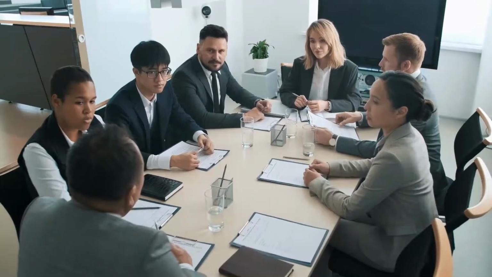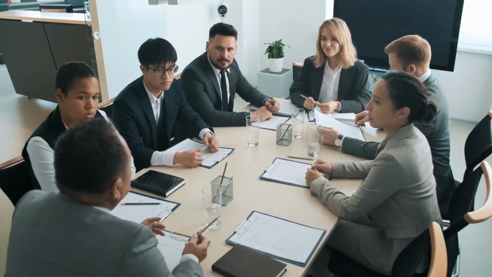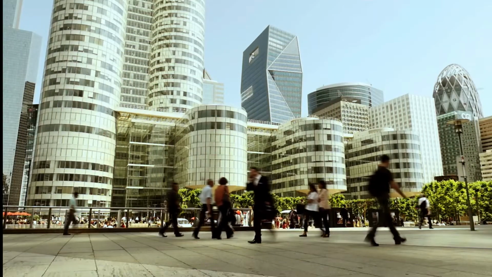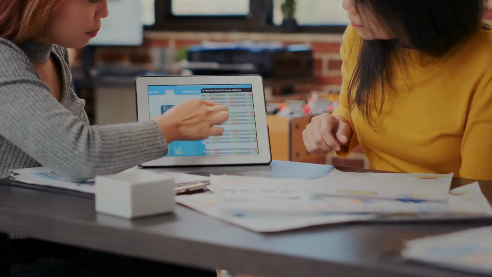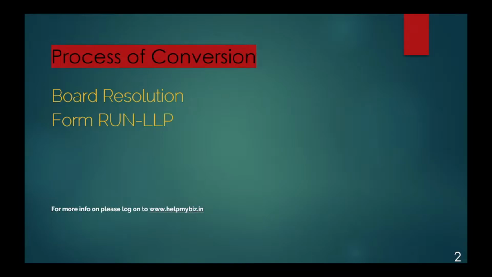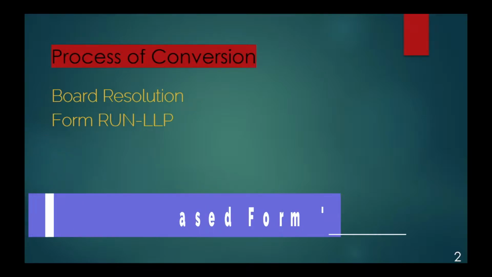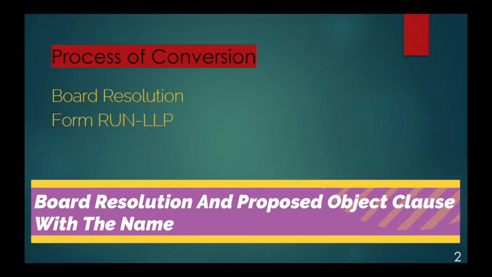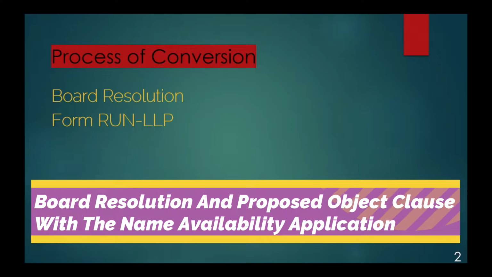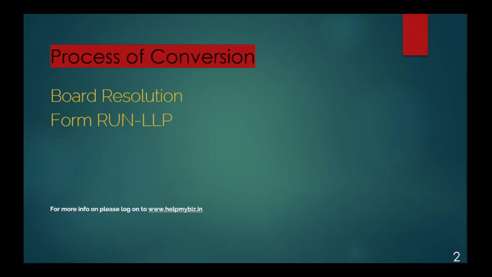First of all, we need to call for a board meeting and pass a board resolution for the conversion of the company into LLP. Take the written consent of all the shareholders for conversion. Then we have to file an application for name availability in the web-based form RUN LLP with the ROC. You need to attach the board resolution and proposed object clause with the name availability application.